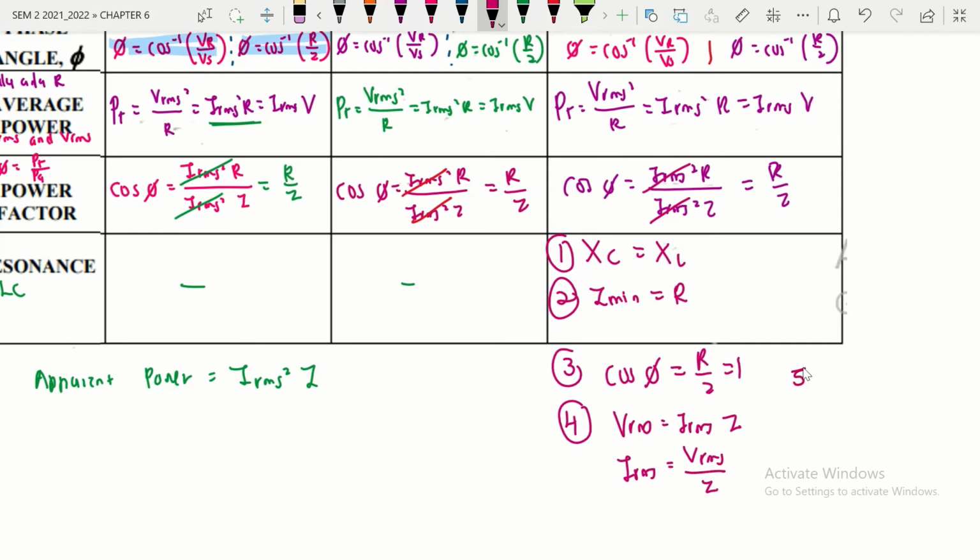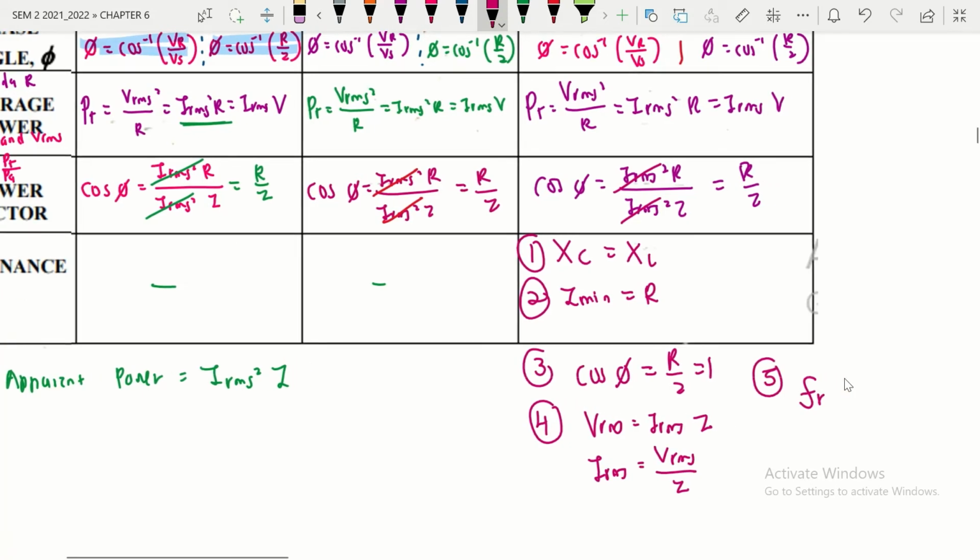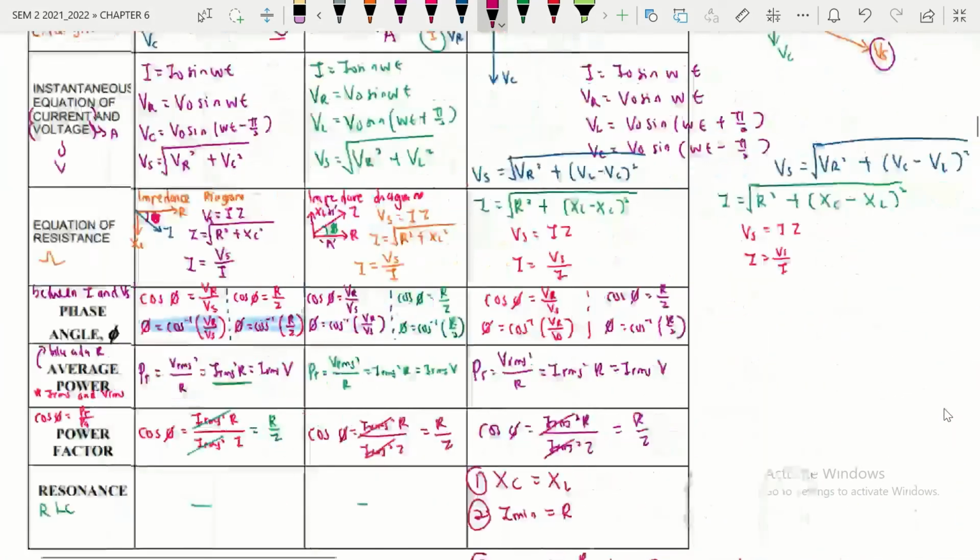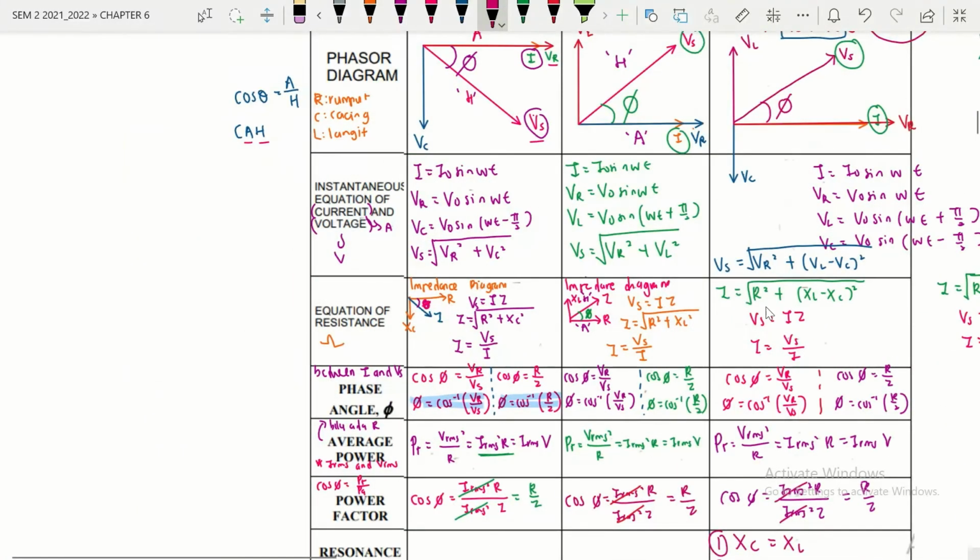Dan yang kelima adalah kalau kita nak cari frekuensi dia at resonance. So, frekuensi dia at resonance akan bersamaan dengan 1 over 2 pi square root inductor you darab dengan capacitor you. So, that's all untuk this topic actually. So, yeah, that's all.